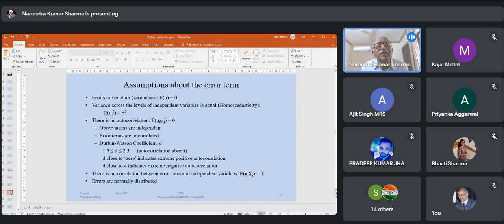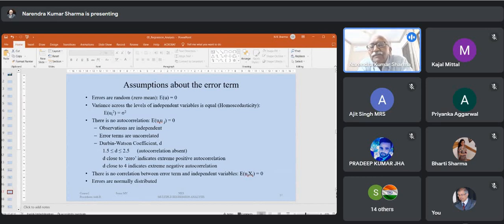And then there are certain other assumptions. Errors are random, that their mean is 0. That we saw when we did PCA, principal component analysis, or factor analysis, there we saw these assumptions. Variance across the levels of independent variables is equal. So it is homoscedastic. Actually I should write, when I say across the levels, it should be homoscedastic. Now again, this term you will find some people pronounce differently. The spelling is H-O-M-O-S-K. I'm pronouncing it homoscedastic.